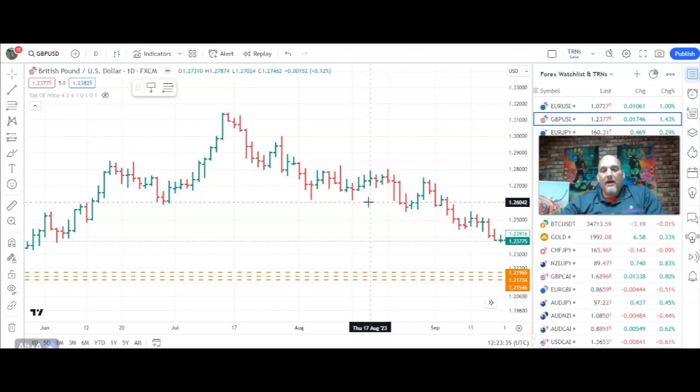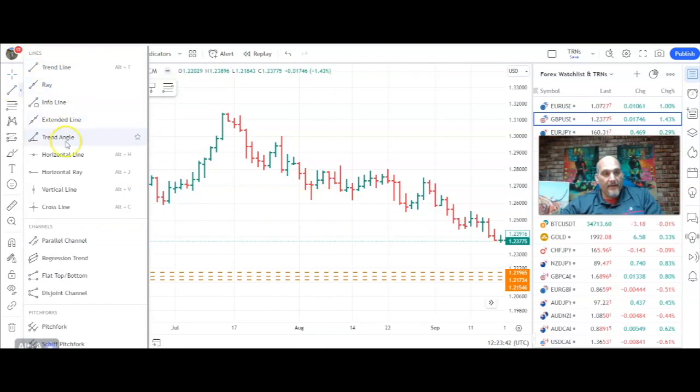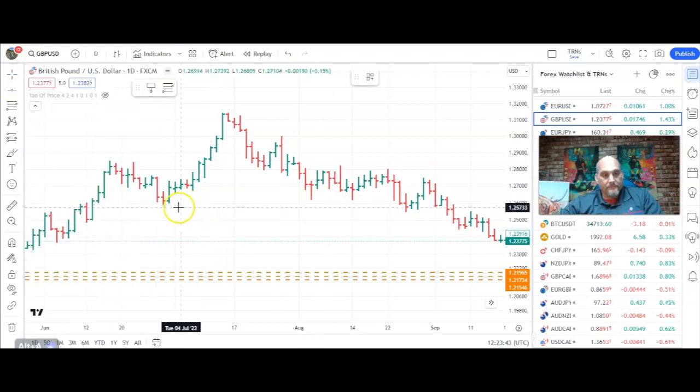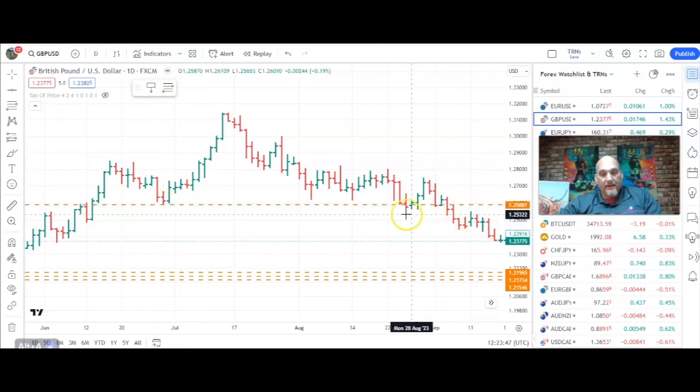So anyway, I wouldn't have known. How I would have known that we were breaking down would have been once this low pivot was broken. It would have been the first crack in the glass to determine to me that the marketplace was turning down.